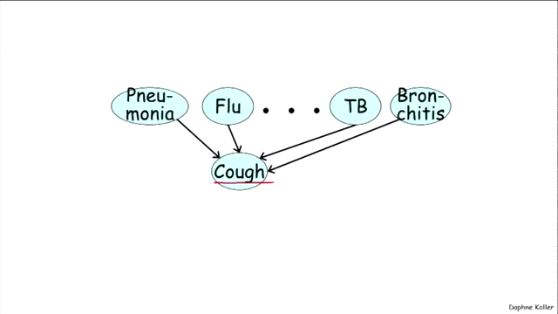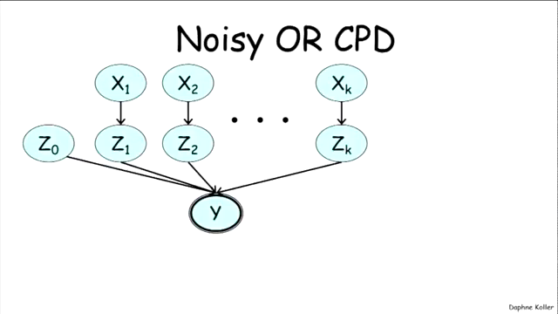This doesn't lend itself, say, to a tree CPD, because it's not the case that you depend on one only in certain contexts and not in others. Really, you depend on all of them, and all of them sort of contribute something to the probability of exhibiting a cough. So one way for capturing that kind of interaction is a model called the noisy OR CPD.